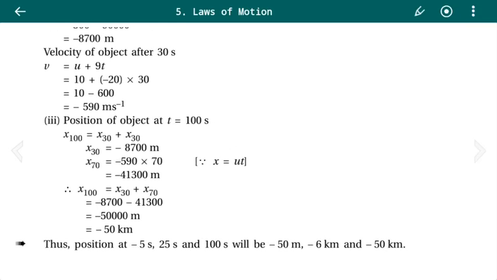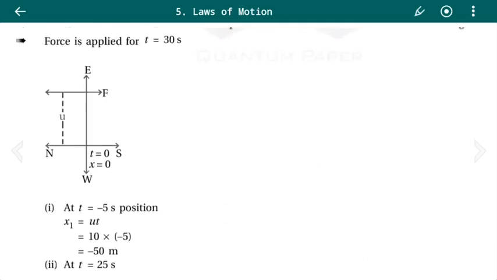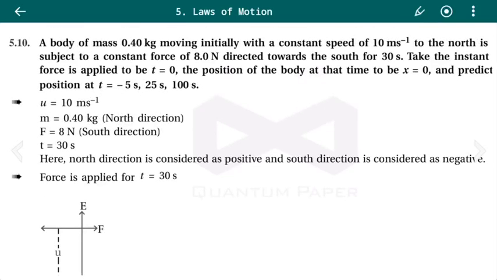Thus the position at minus 5 second, 25 second and 100 second will be minus 50 meter, minus 6 kilometer and minus 50 kilometer. So students, you may note down this numerical.